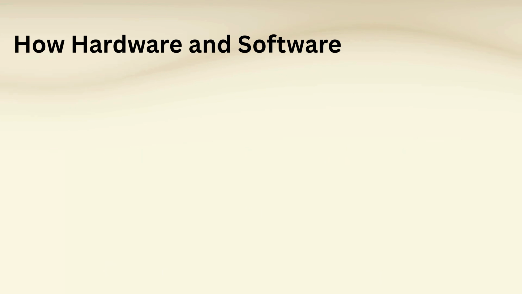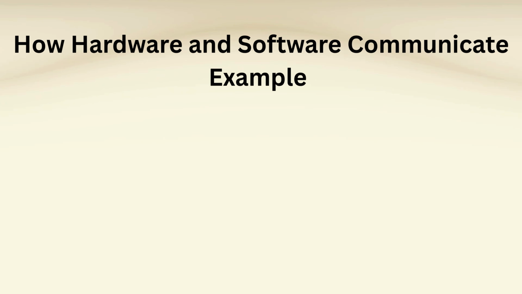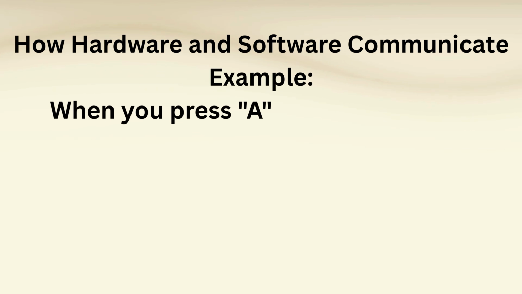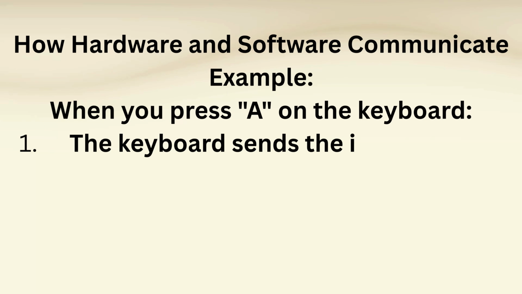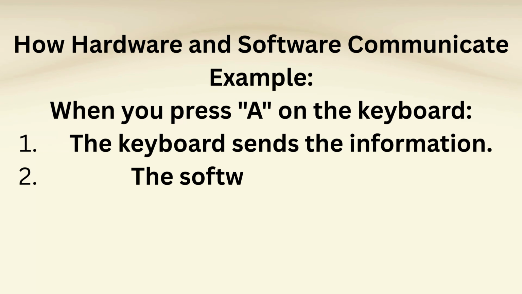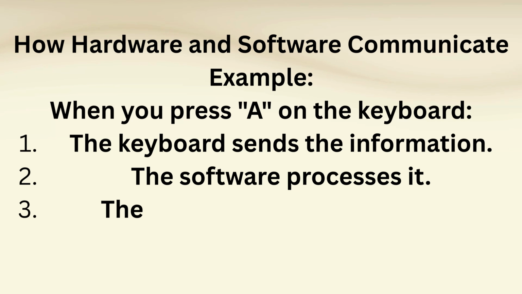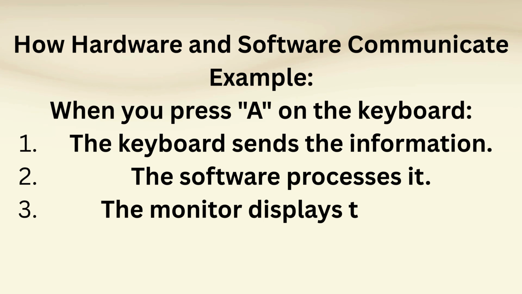Let's assume I press A on my keyboard, and the keyboard sends the information to the computer. The software processes it. Any software, it could be Windows, Microsoft Word, or Excel, whatever software I'm working on, will receive it and process it. Then what happens next is that we see it on the screen. It pops up. That means the monitor displays it. I said the monitor or the screen.